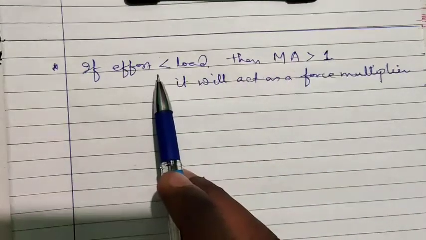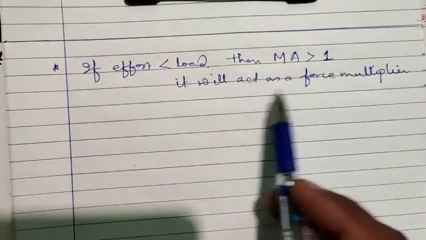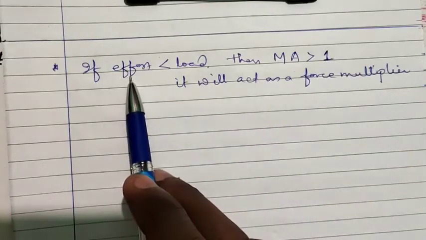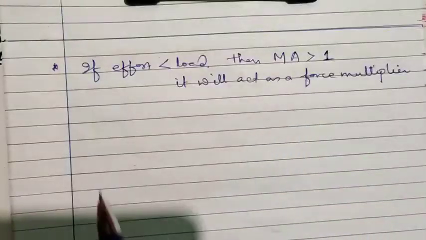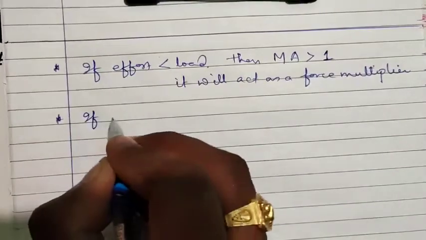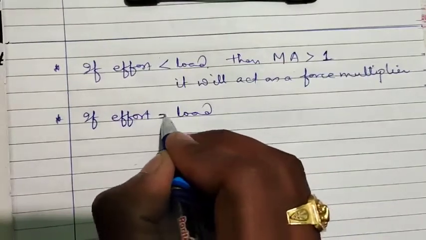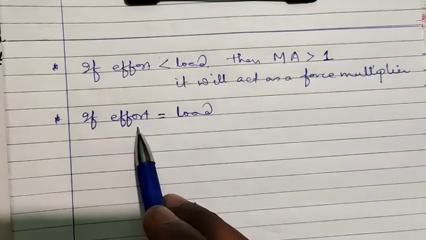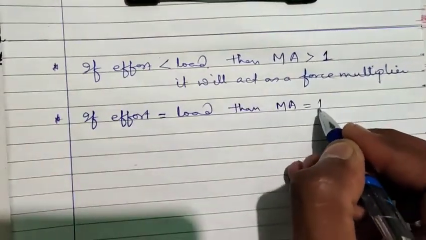If effort is less than load, then the mechanical advantage will be more than 1, and it will act as a force multiplier. It means that in this case we are applying less effort and we are able to do more work. The second case, if effort is equal to load, it means as much load is there, that much effort, that much force we are applying, then mechanical advantage will be equal to 1.